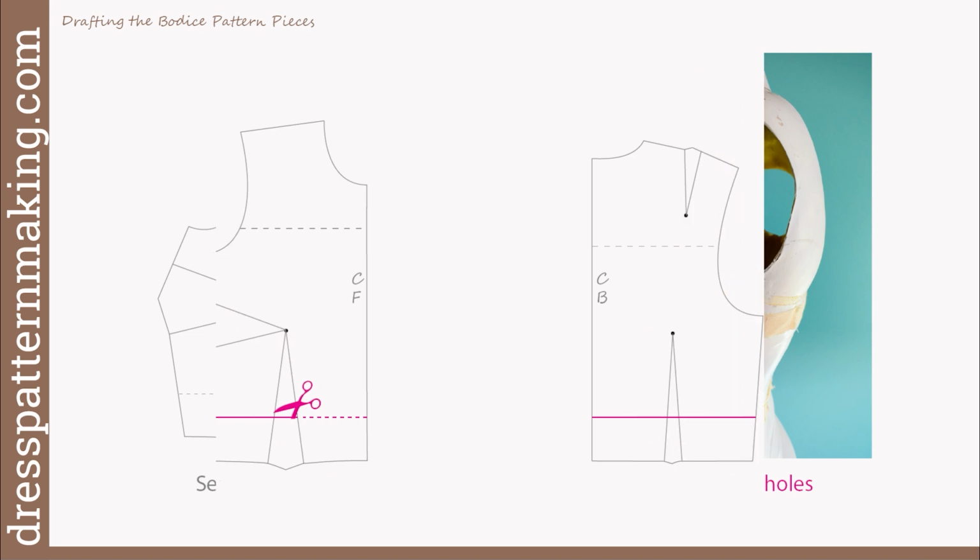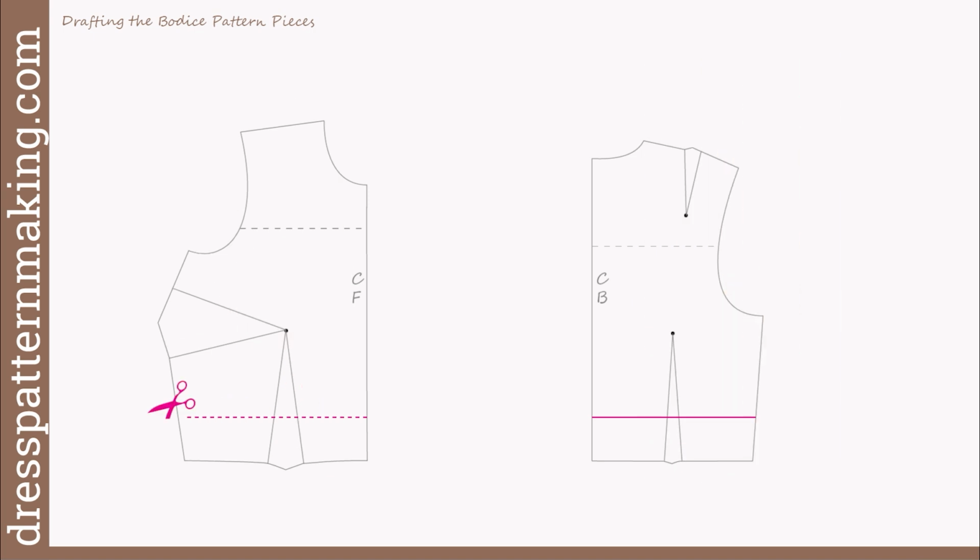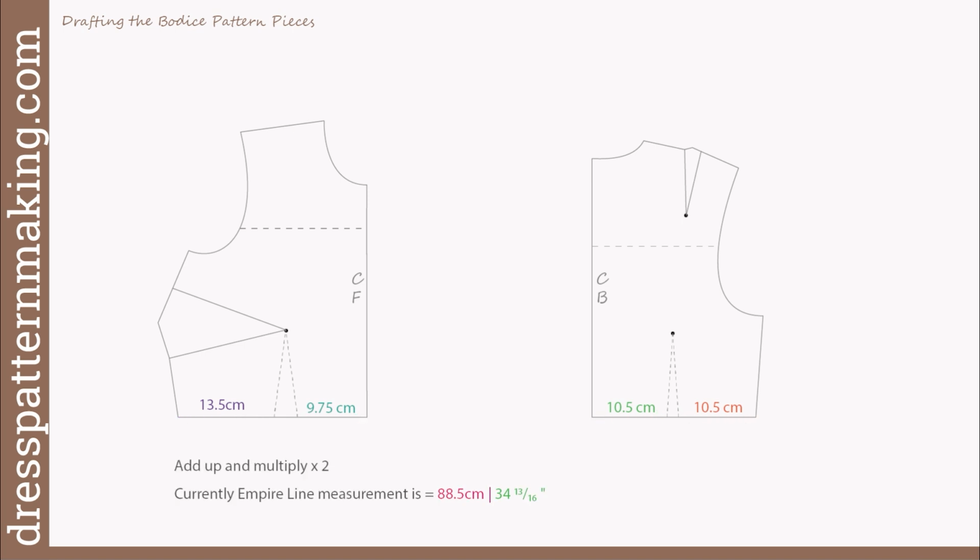I will cut along that line and throw away the bottom section because the skirt will be drafted from the empire line down. So this is what I have now. So I'm going to check the measurements here at the empire line, excluding the darts of course, and then compare that to the measurement I want and make the necessary adjustment.